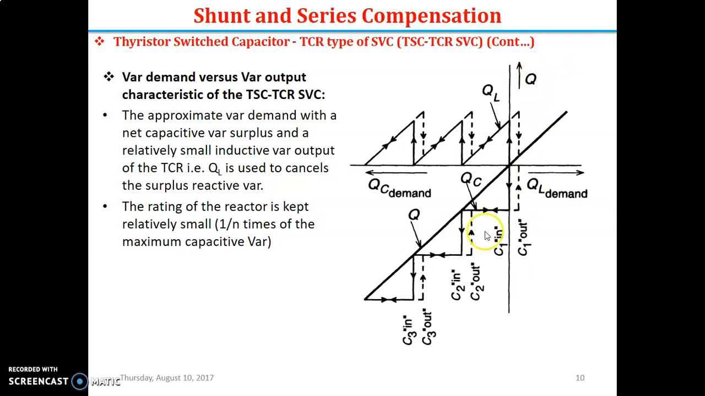So when we put the capacitor C1 into action, we will get this much of the stepwise capacitive power output, and when we switch on the C2 capacitance, then we will get the second step output, that is our capacitive power output is increased towards this second step, and when we switch on the C3, then we will get this much power output. So our maximum capacitive power output will be till this point.